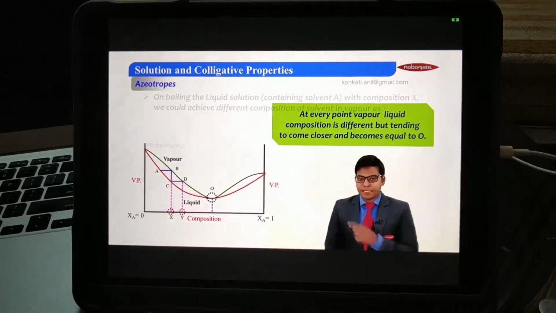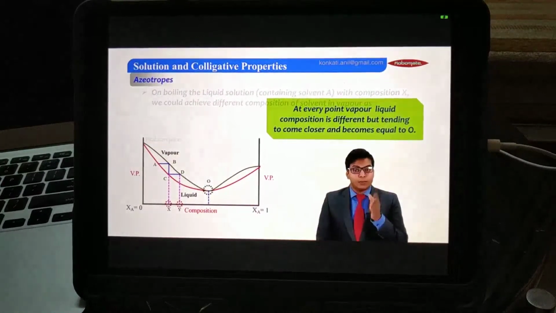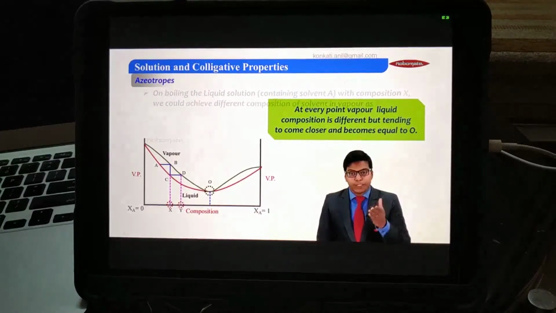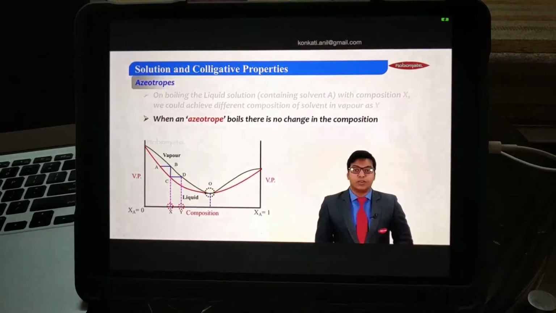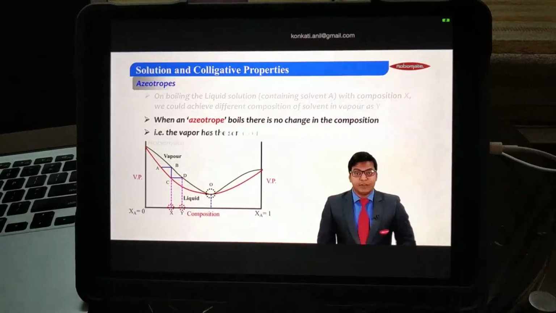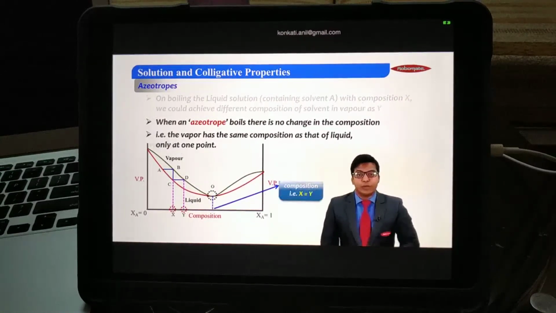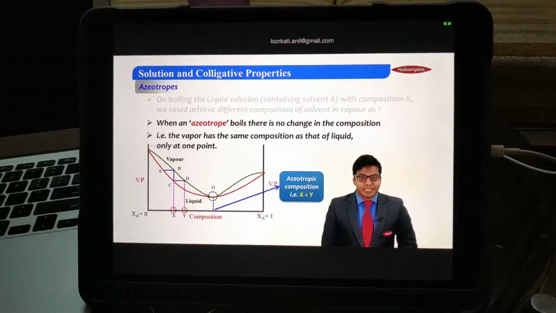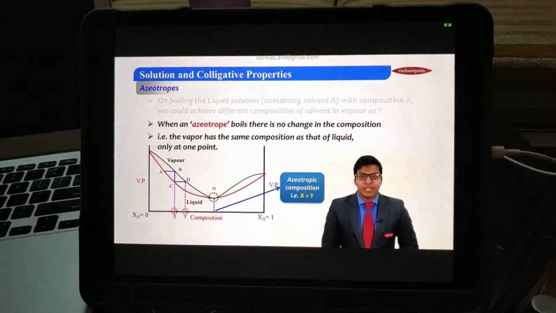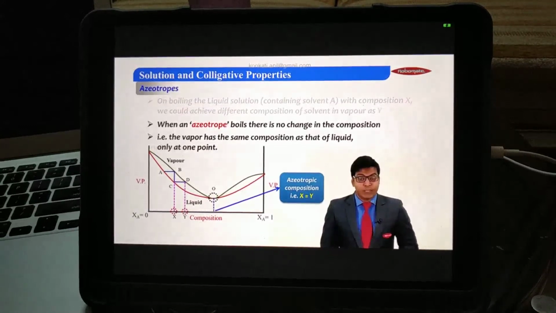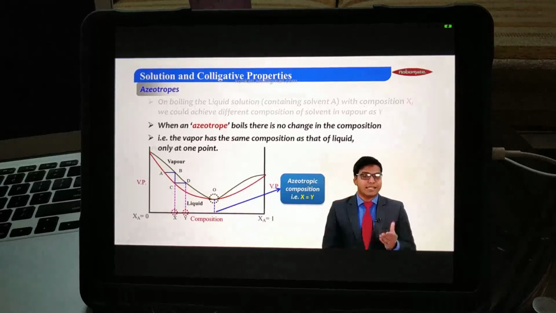This is the point where you would see there is no difference in X and Y. That means the composition in the liquid as well as in the vapor state would be the same. So when an azeotrope boils, there is no change in the composition. That is what you see: the vapor has the same composition as that of the liquid only at one point, and this point where X is equal to Y is what we call the azeotropic composition. And these kinds of solutions, where there will be at least one point where X is equal to Y, are called azeotropes.